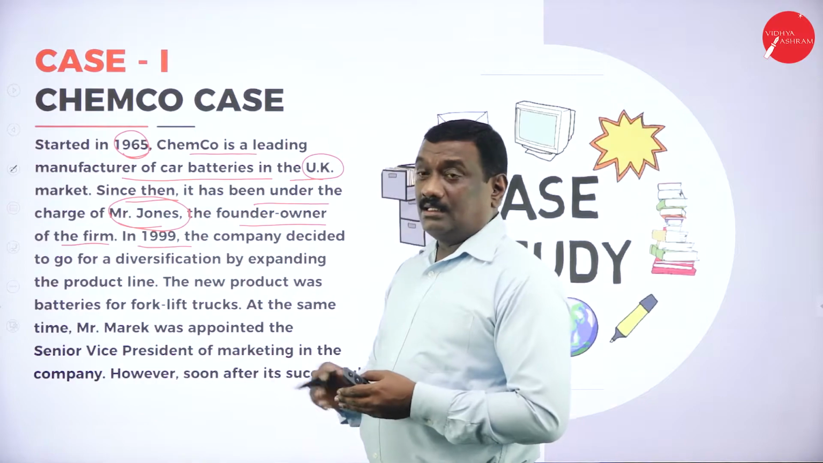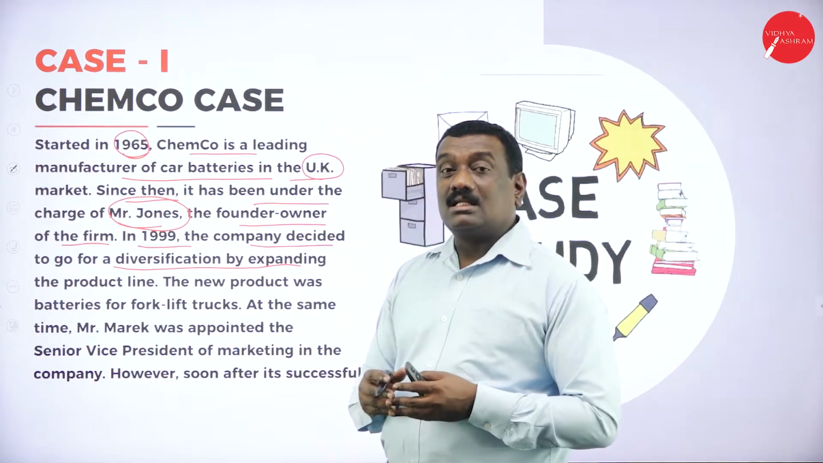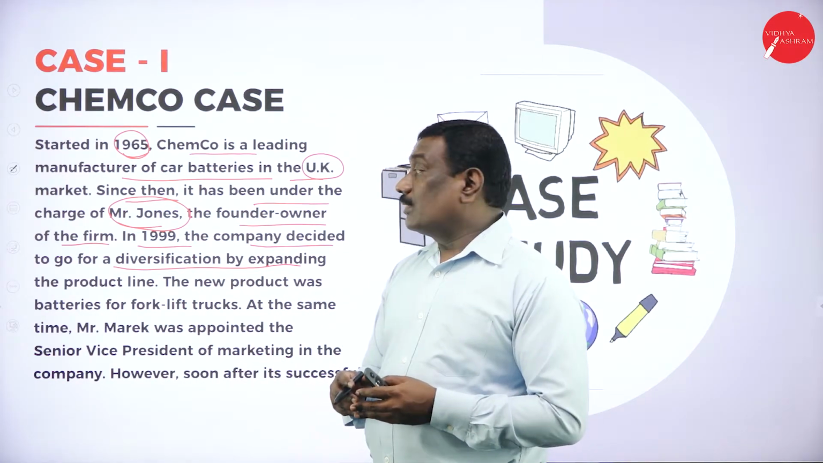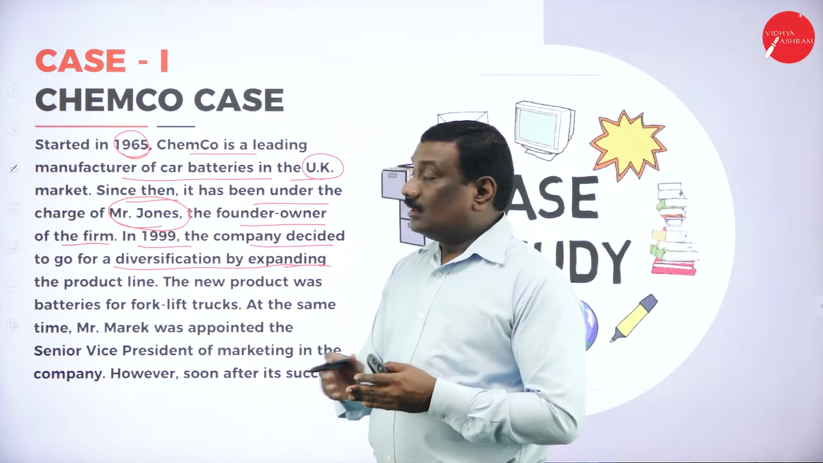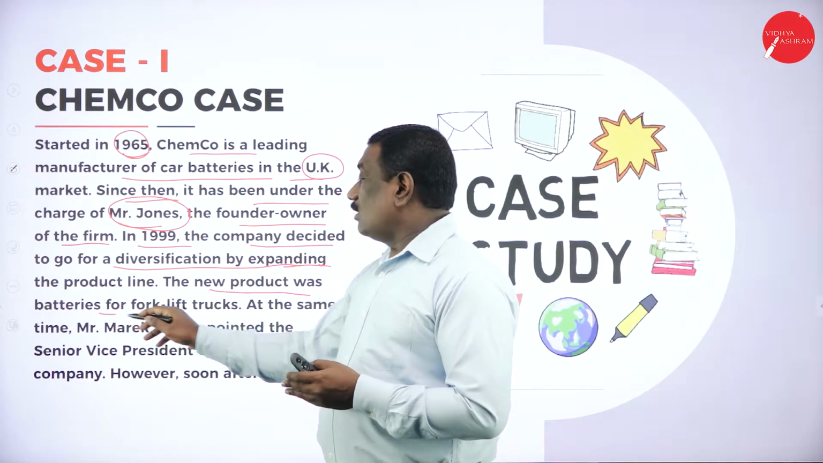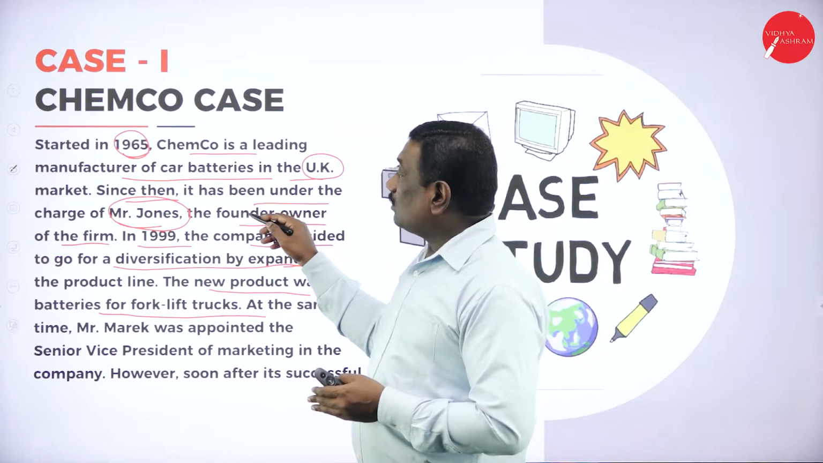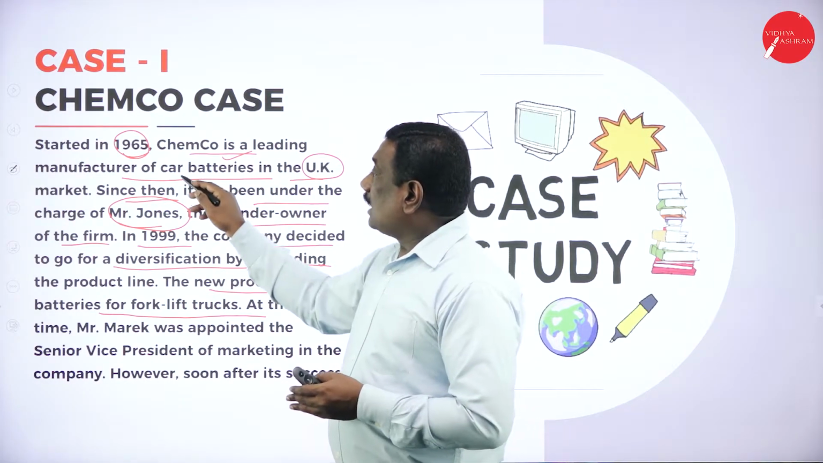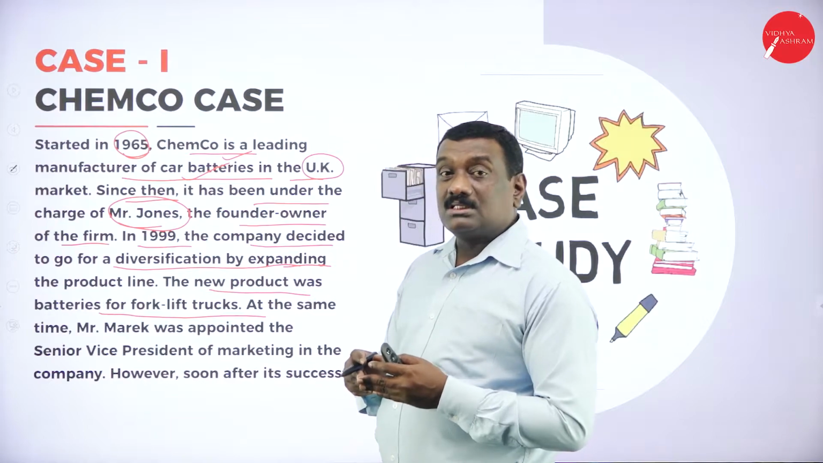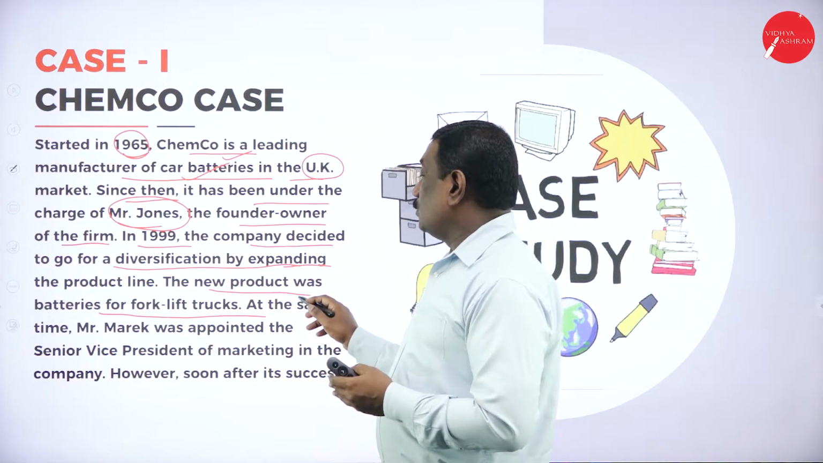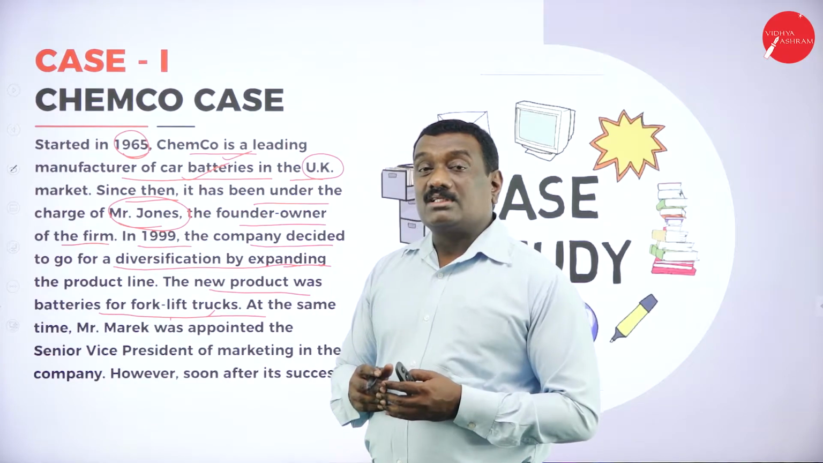In the year 1999, the company decided to go for a diversification. Mr. Jones and his team wanted to diversify the company, and they decided to do so by expanding their product line. The new product was batteries for forklift trucks. Earlier they were already manufacturing car batteries. Along with that, they wanted to expand the business, so they diversified by expanding the product line with the new product, batteries for forklift trucks.